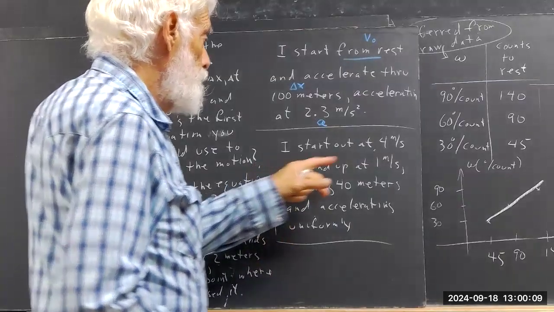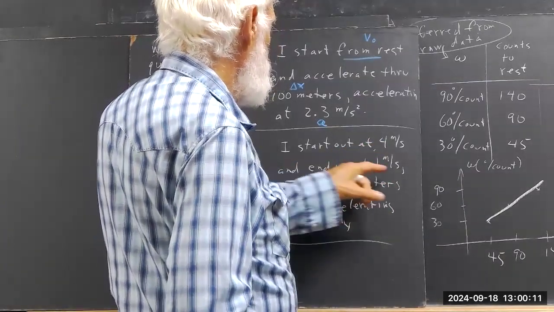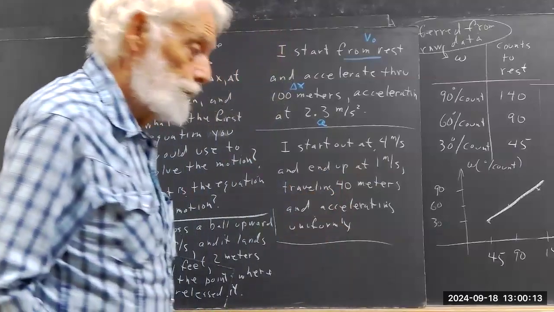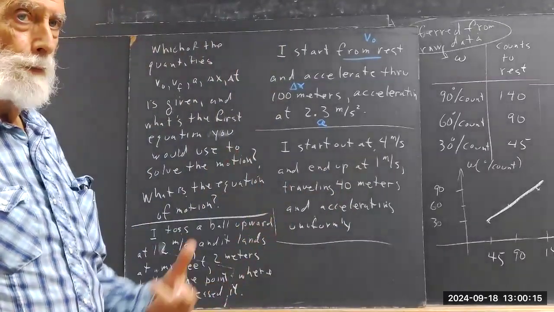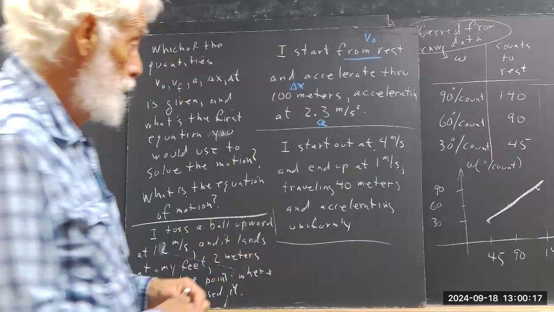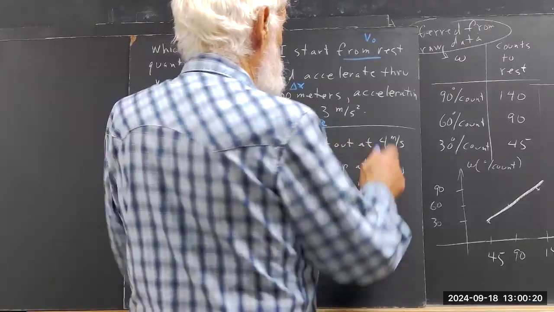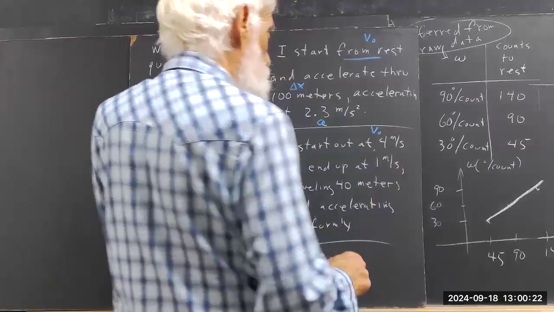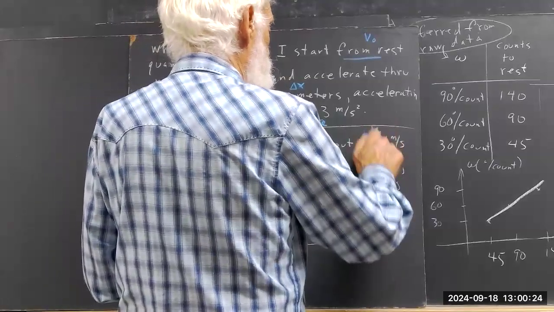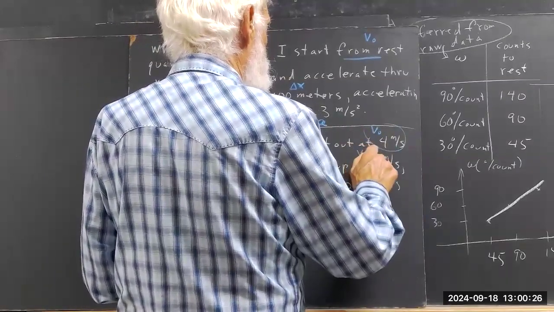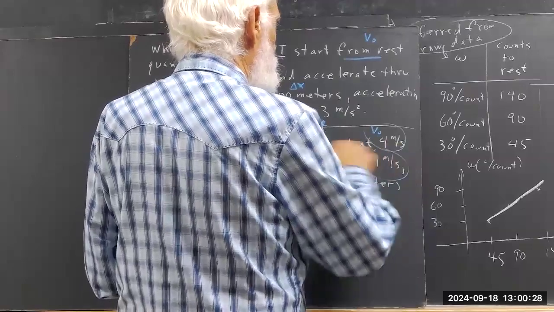Start out at 4 meters per second, end up at 1 meter per second, travel 40 meters. Well, that should be pretty obvious. I think everybody pretty much got it. This is what you start at. This is V naught, 4 meters per second. This is VF, 1 meter per second.